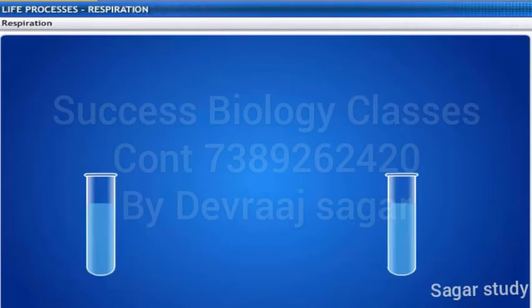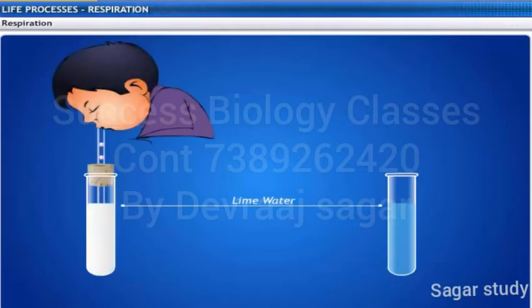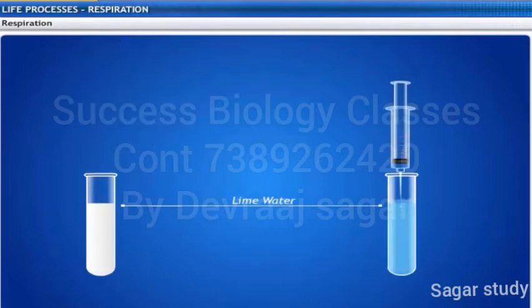Take 2 test tubes containing freshly prepared lime water. Blow air through the lime water in the first test tube. Use a syringe to pass air through the lime water in the second test tube. You will observe that in the first test tube, the lime water turns milky immediately. You will find that it takes longer for the lime water to turn milky in the second test tube as compared to the first test tube. This proves that air contains less carbon dioxide than the amount that we breathe out.